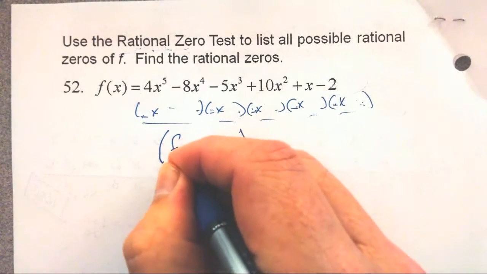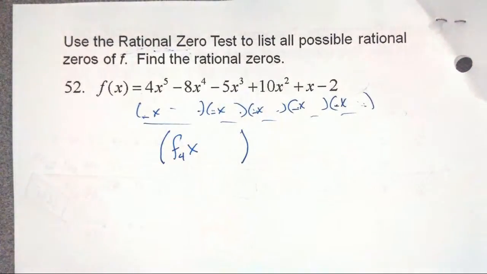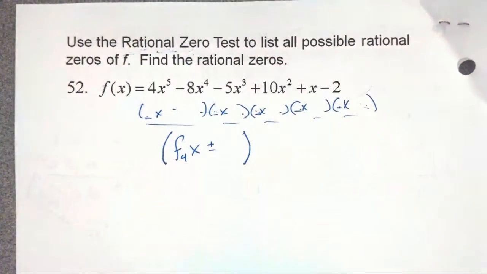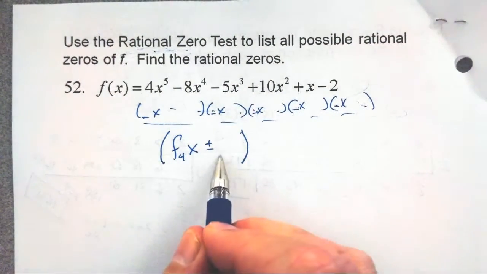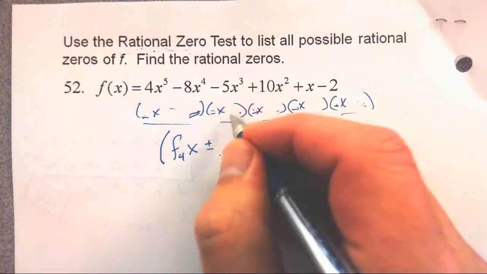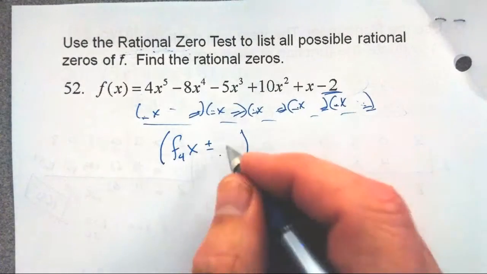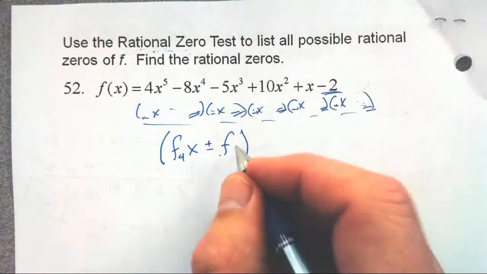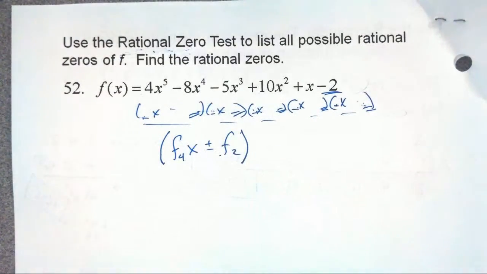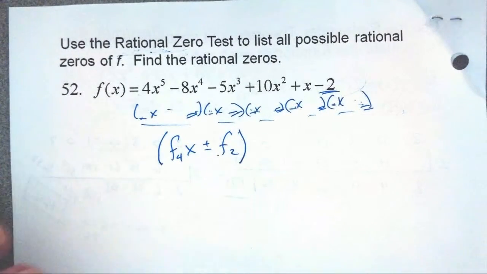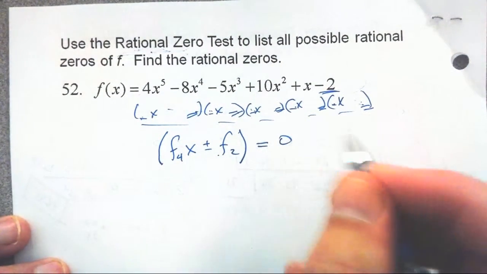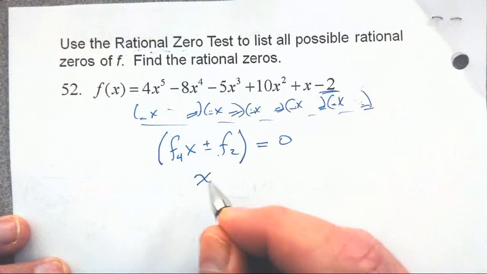So this is a factor of 4 times x, either plus or minus, it doesn't matter, a factor of, see, this times this times this times this times this has to equal negative 2. These have to be factors of 2 or negative 2. They share the same factors. So if I was to set that equal to 0 and solve for x, look what I would get.